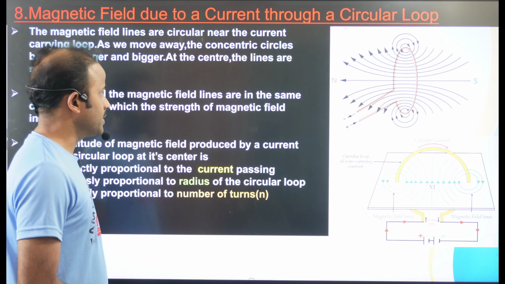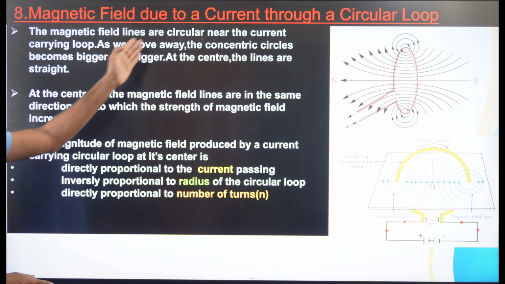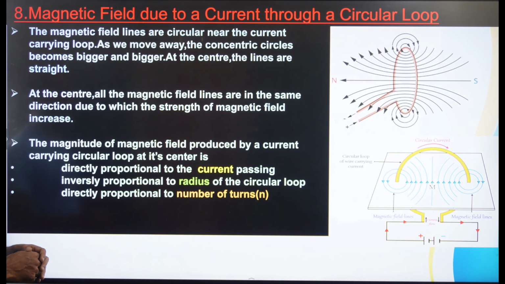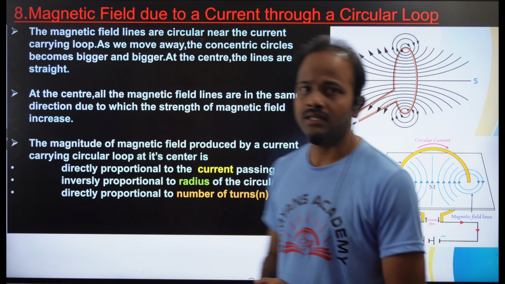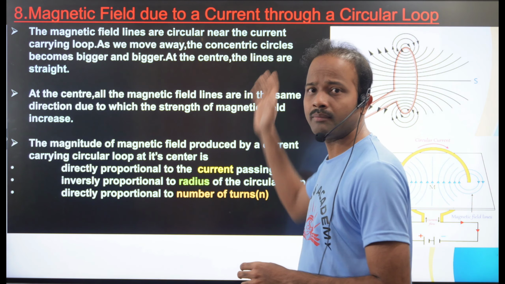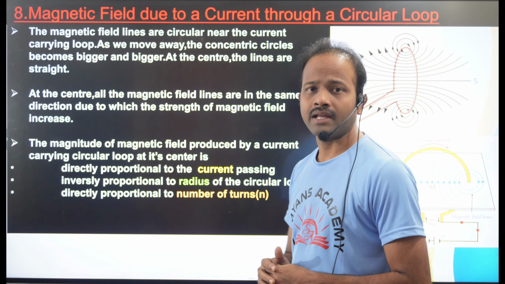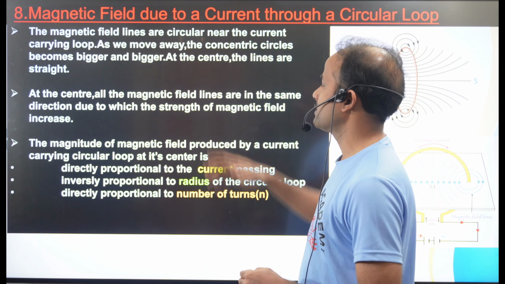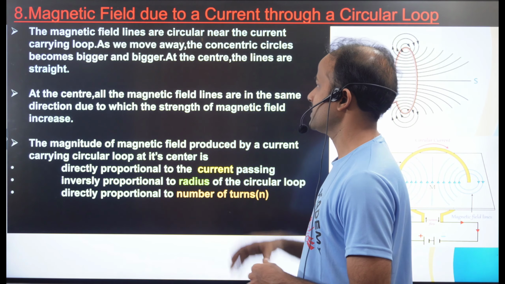From this observation, we conclude that the magnetic field lines are circular near the current carrying loop. As we move away, the concentric circles become bigger and bigger. At the center, the lines are straight. At the center, all the magnetic field lines are in the same direction, due to which the strength of the magnetic field increases.